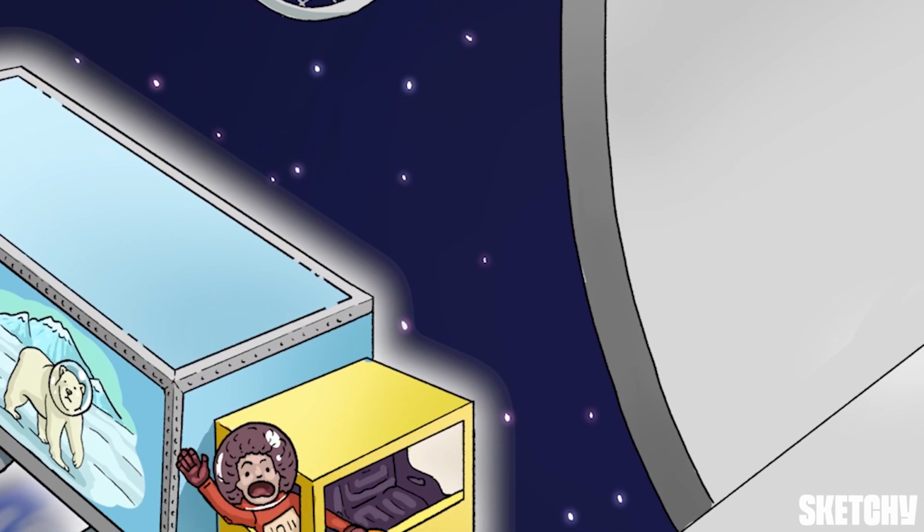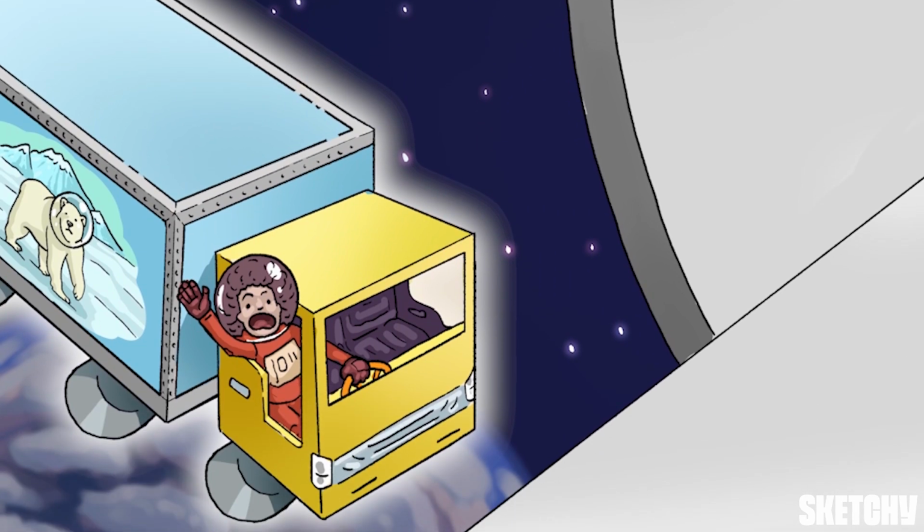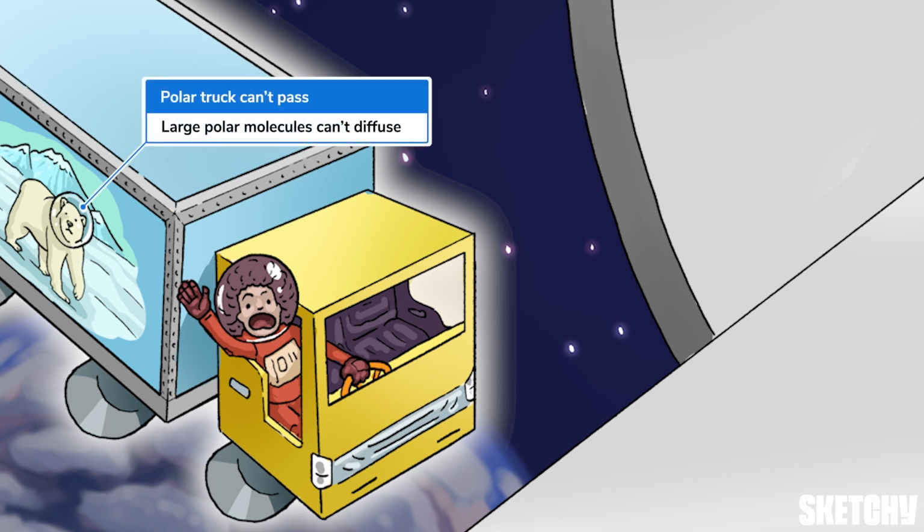However, molecules that are large or polar or both cannot pass through that membrane by simple diffusion. Notice the polar scene on the truck? That thing is definitely too big and polar to get through the spaceship's netting. Note that polarity is actually more important than size when it comes to the ability to diffuse.